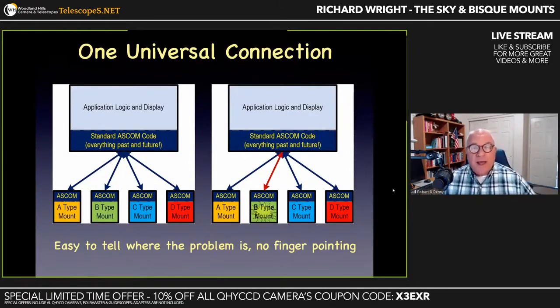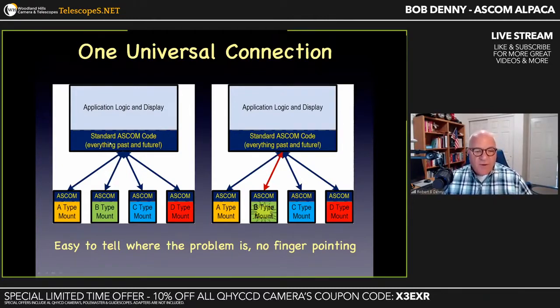Now, let's look at what happens when you have a universal connection, where all the mounts act just the same. They all have the same functions. They all have the same behavior. Now, I'm Mr. SkyView. I write one set of code, the standard ASCOM code. It will handle all the mounts that have come out in the past and all the mounts that will come out in the future if the mounts come with a driver.